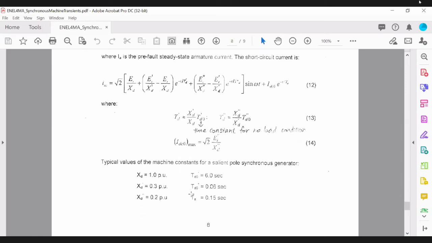Okay. So typical values for XD, XD dash, and XD double dash are shown here. As you can see, those reactances drop quite drastically, and obviously that causes your short circuit current at the subtransient period to be much higher compared to the steady state value. And the time constant is telling you basically how long is the subtransient period, or the transient period, and the time constant for your steady state period.